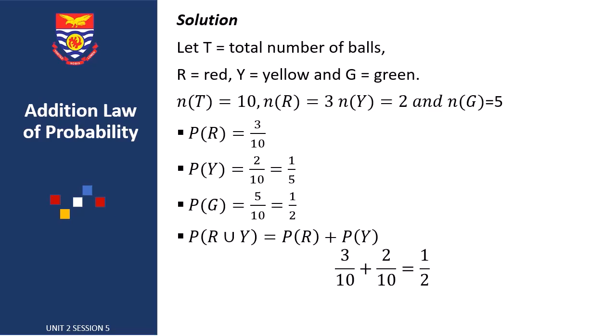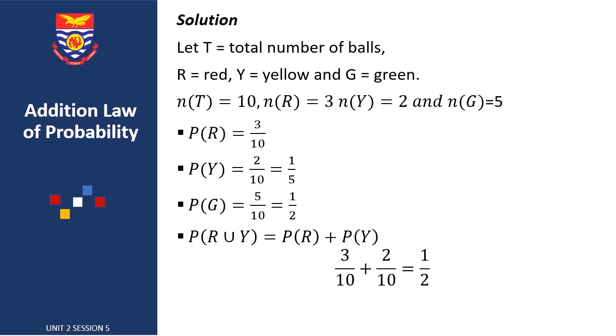So let's take the A part of the question. The probability of red. How many red do you have? That is 3, out of how many balls? 10. So 3 out of 10. The probability of Y is 2 out of 10, the same as 1 over 5. And then the probability of green is 5 out of 10, which is the same as 1 over 2.